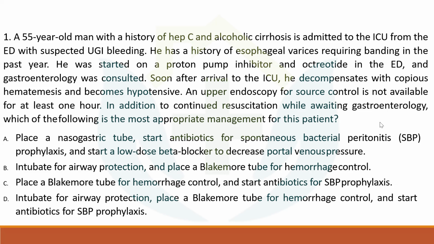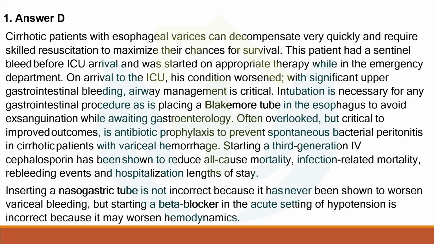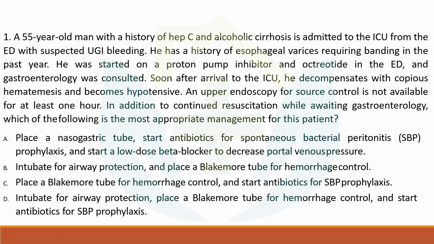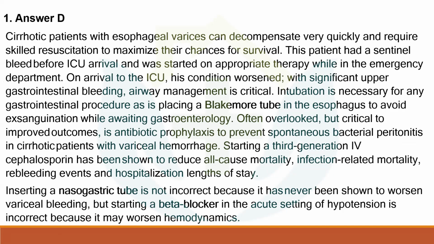Okay. So for this question, the correct answer is D. Most of you answered that correctly. First you will have to intubate the patient, place a Blackmore tube for hemorrhage control, and start antibiotics for SBP prophylaxis. So why is this answer correct?